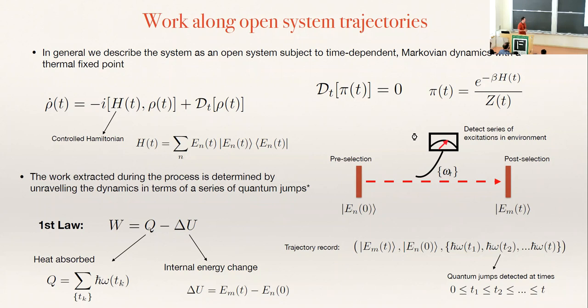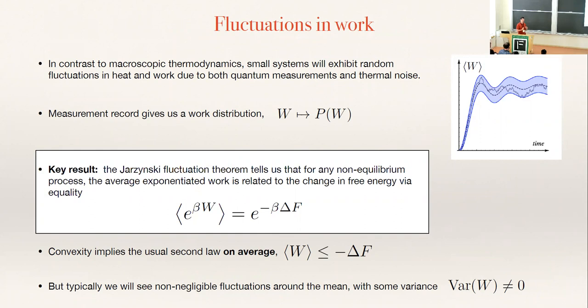The main point is that if we do this, then we're going to observe a kind of work distribution. These things are going to be stochastic because we've got uncertainty from measurements and thermal noise. And so this will result in some statistical distribution of energy output.